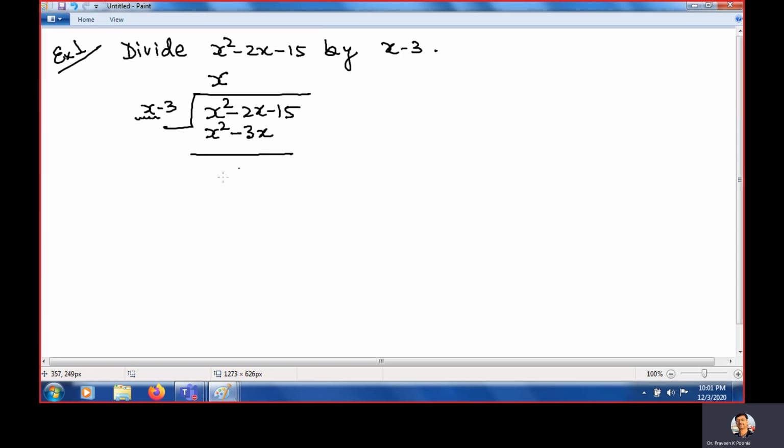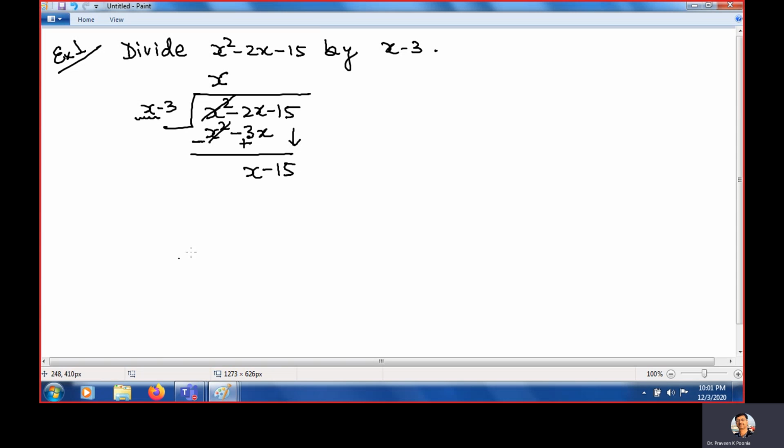Now you need to subtract. And when we subtract, positive changes into negative and negative changes into positive. Okay, so x square is cancelled by x square. What remains? Plus 3x minus 2x. It is 3x minus 2x. Clear? But 3x minus 2x is how much? It is x only. Clear? Now you need to bring it down: x minus 15.